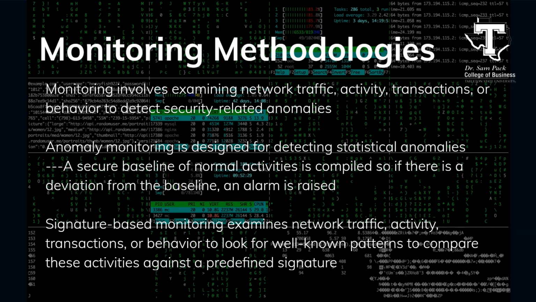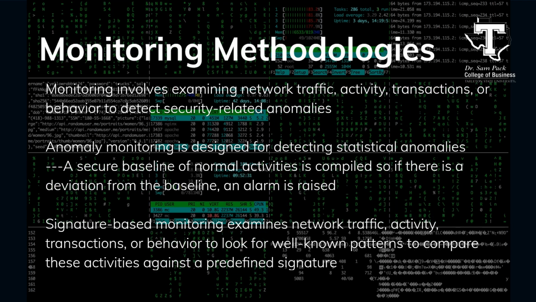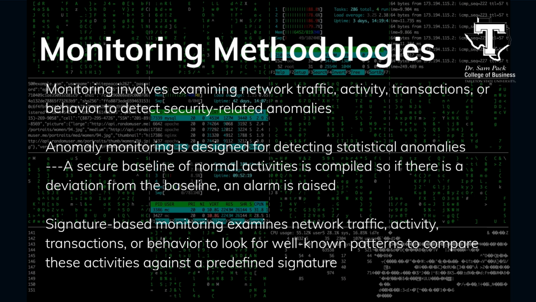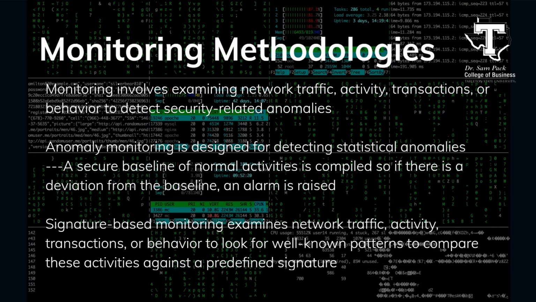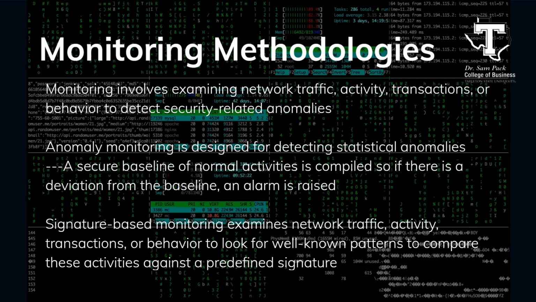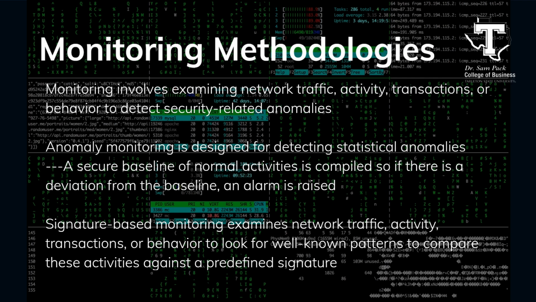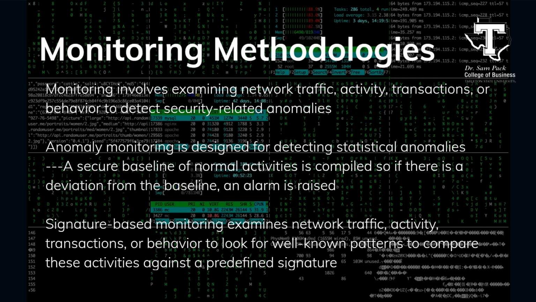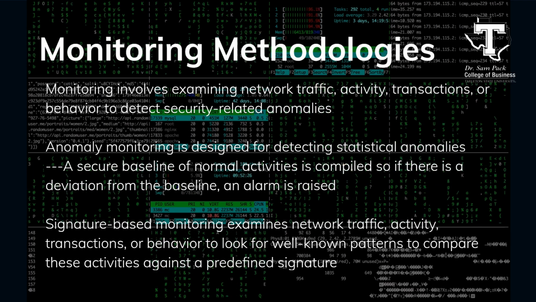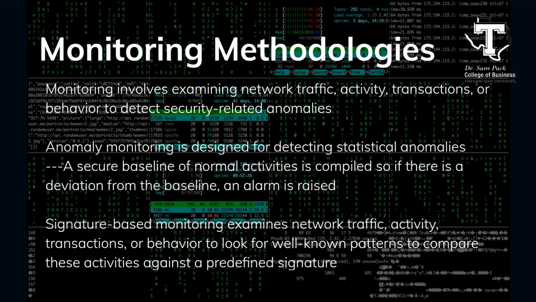If there's a deviation from this baseline, an alert is triggered. Signature-based monitoring. This approach looks for specific, well-known patterns or signatures in network traffic or behavior. It compares current activities against predefined signatures to identify known threats. Both methods are essential for identifying and responding to potential security issues effectively.